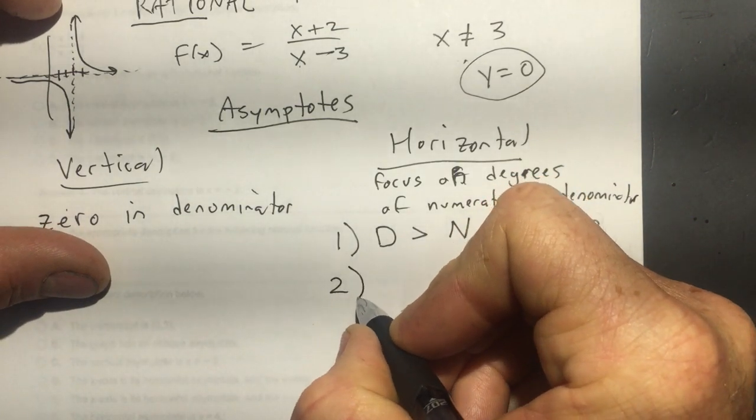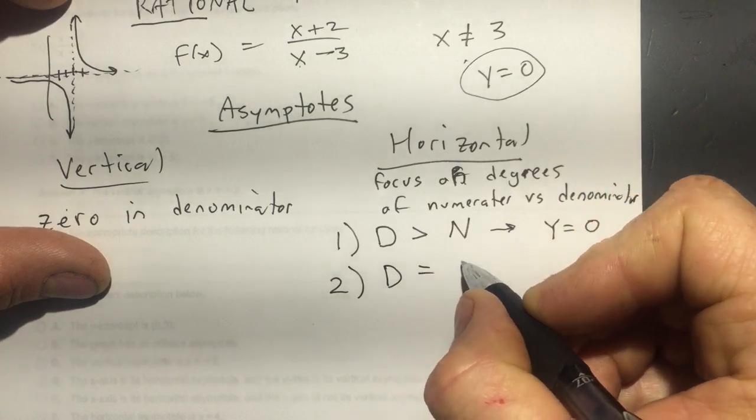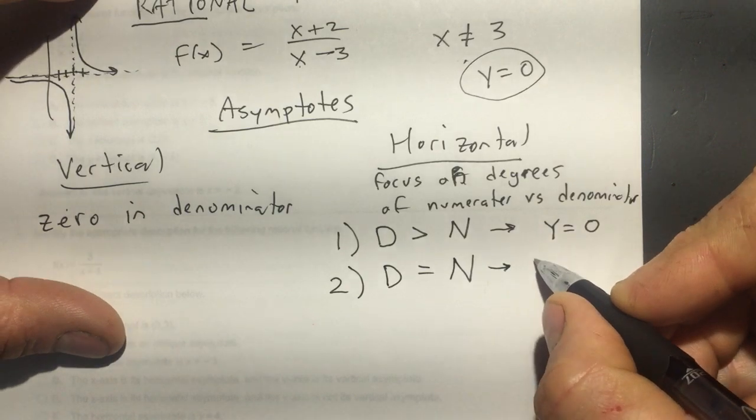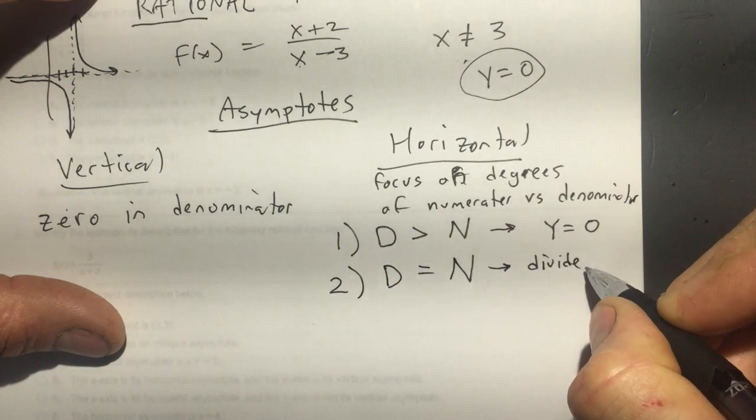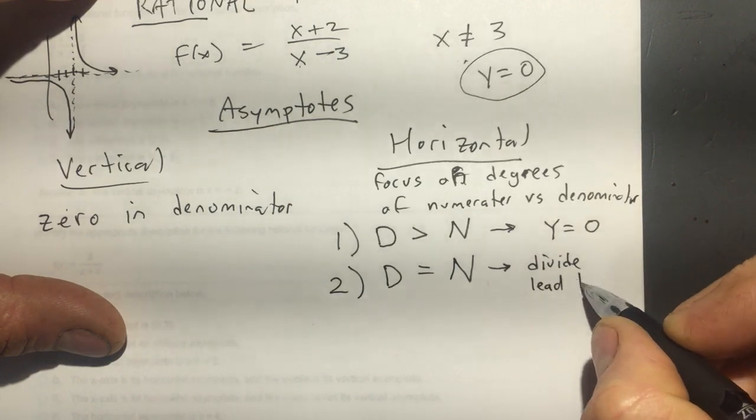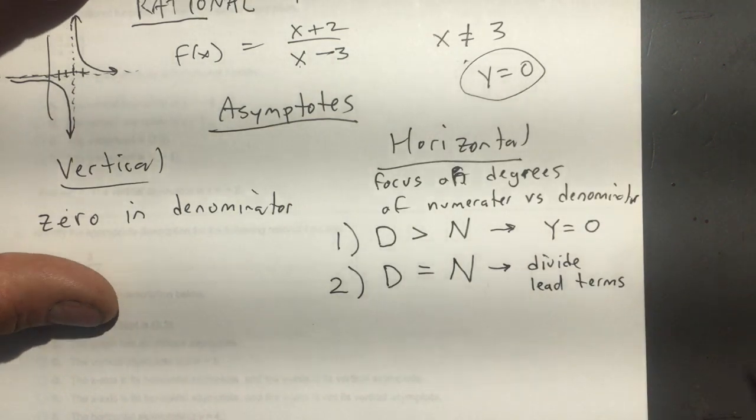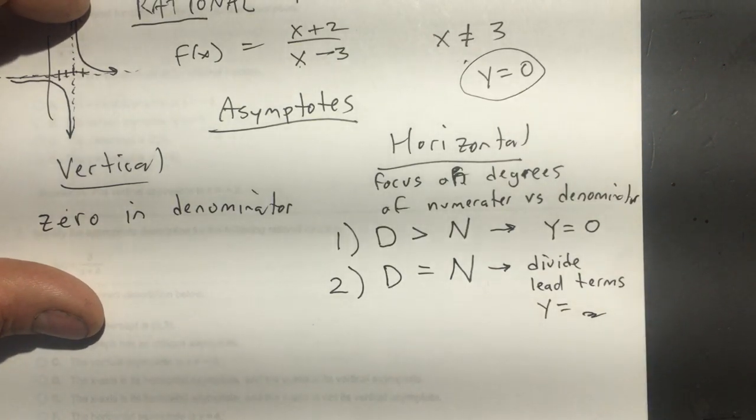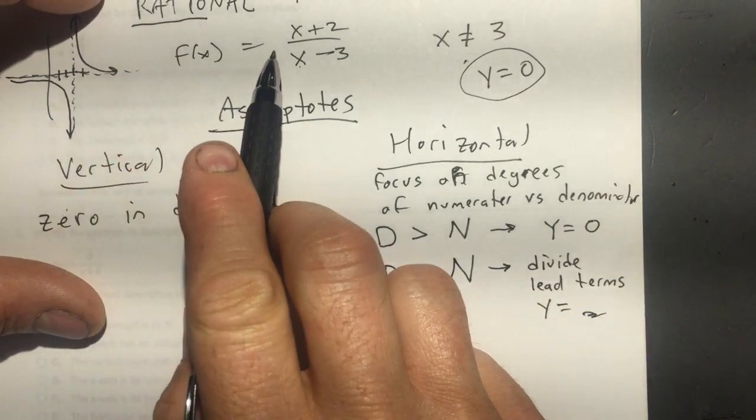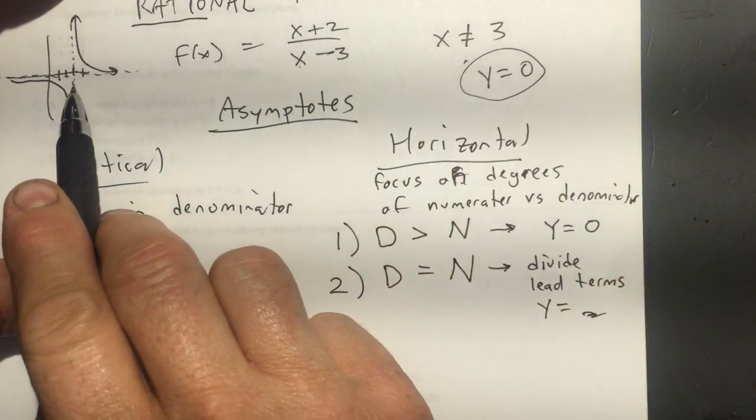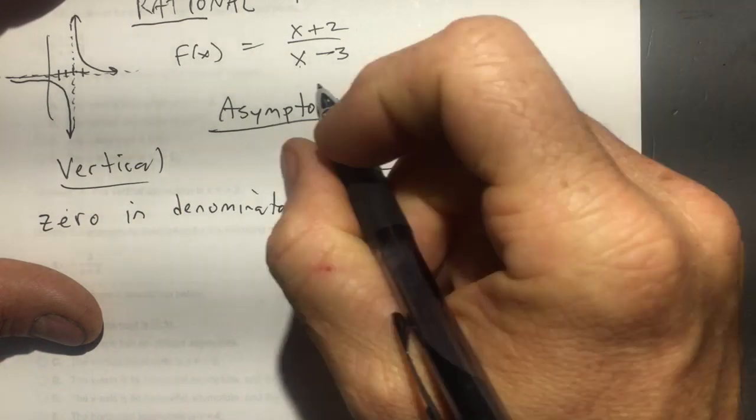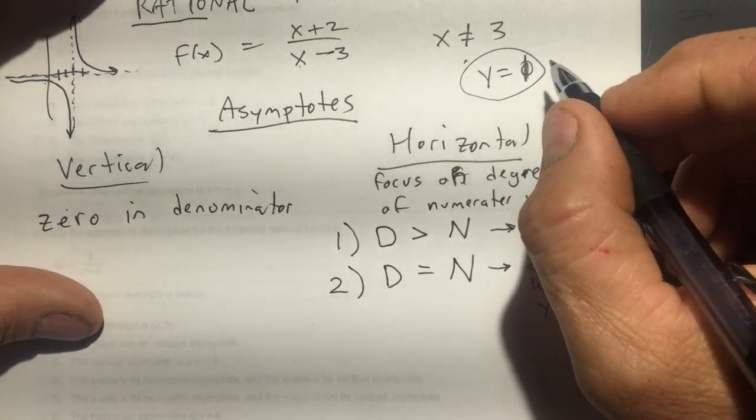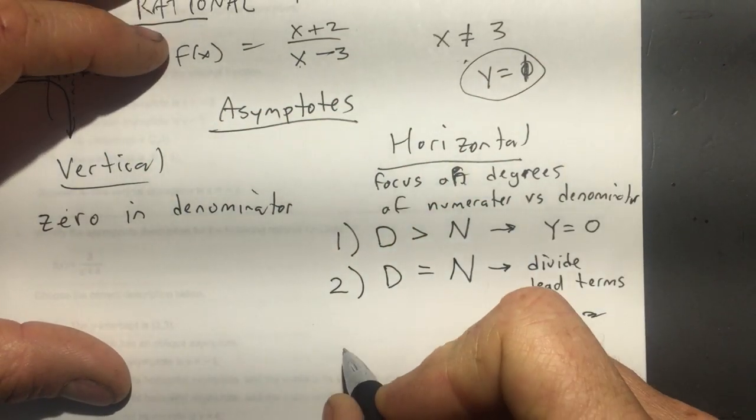Number 2, if my denominator degree is equal to my numerator degree, then on this one, we divide the lead terms. And that tells us y will equal whatever that comes out to be, which is what we would have done here. And so on this one, I don't think it really could be 0. I think on this one it would be 1. But I graphed it to make it look like it was 0 when I was just sketching it. So really, technically, that was not right.